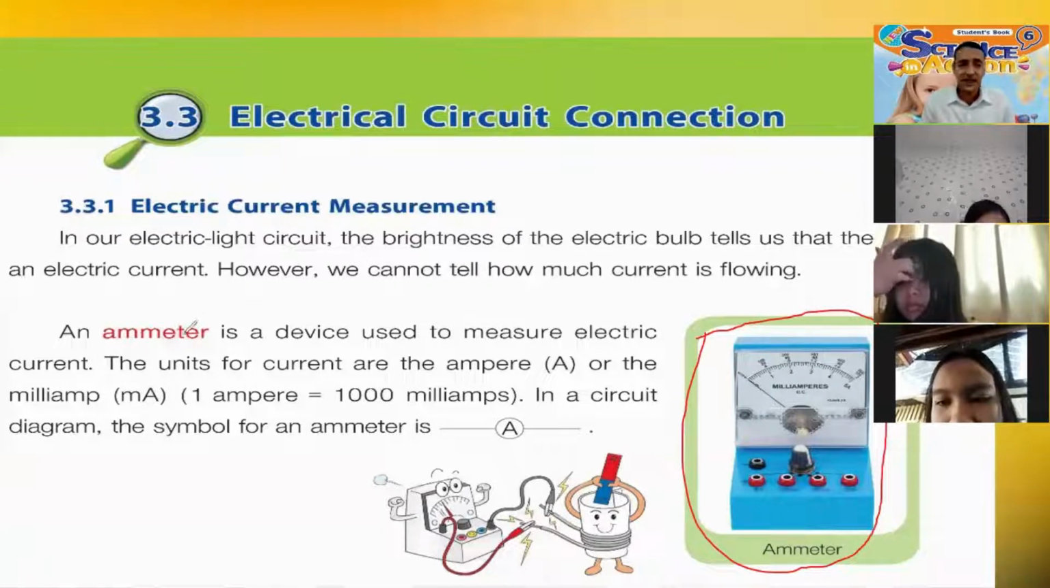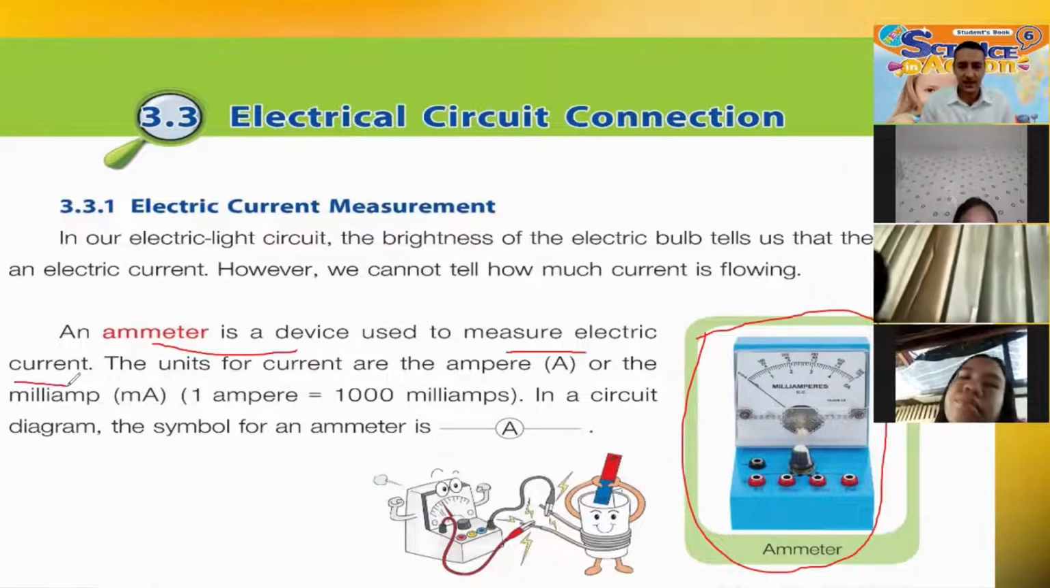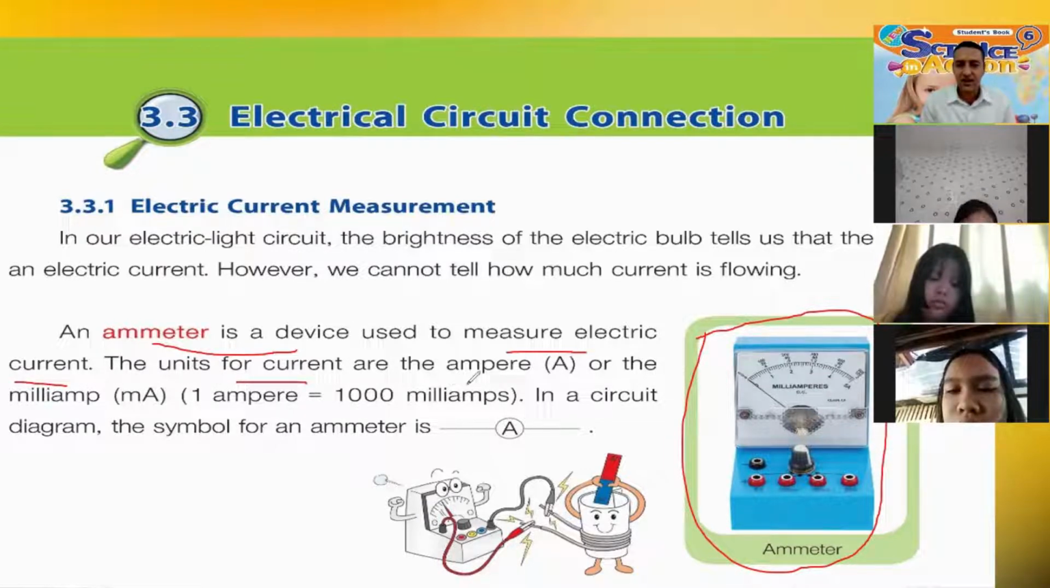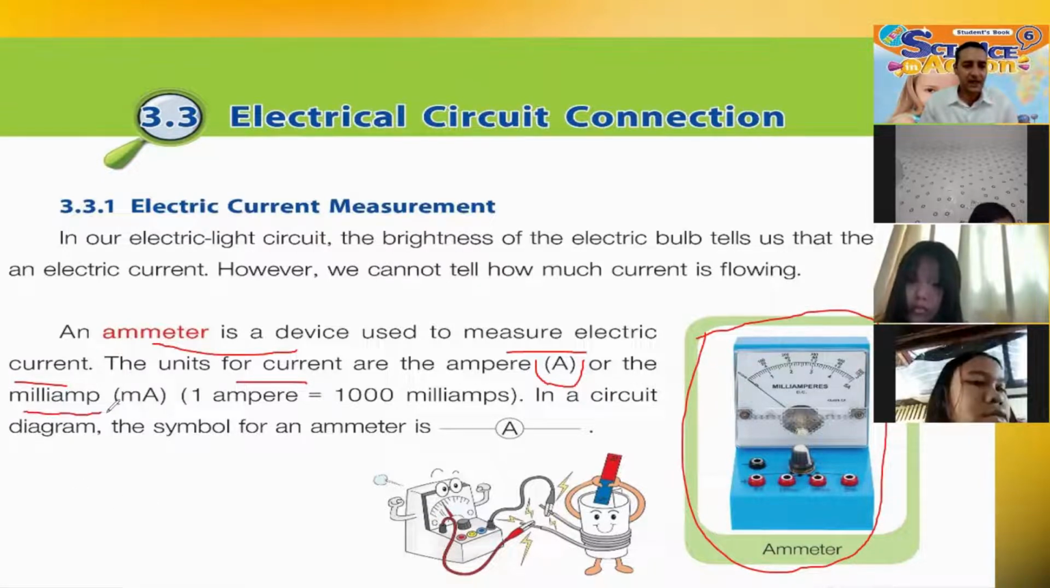So what is an ammeter? An ammeter is a device used to measure electric current. The unit of current is the ampere. The symbol of that is A in brackets. Ampere is the base unit of current, right? Or the milliamps. The symbol of milliamps is mA in brackets, right? You can see mA. That's the unit of milliamps.